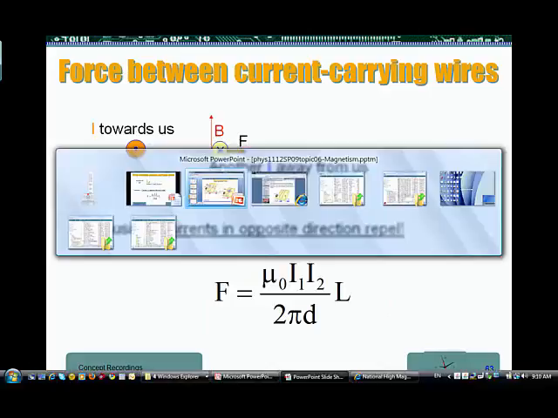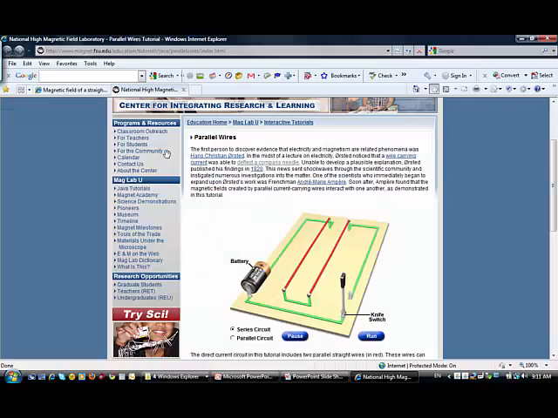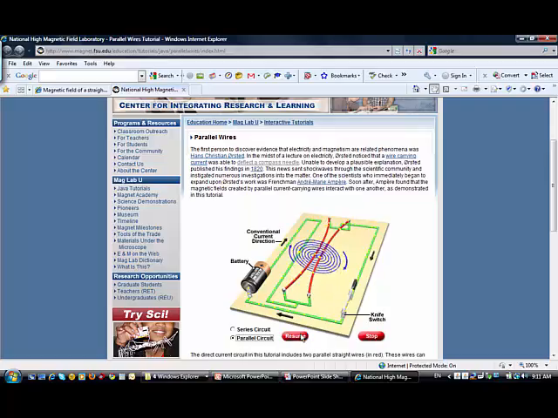Okay, let's look at a simulation of this. In this particular case, let's set up currents in the same direction. Both of these ends are connected to the positive lead, so they are going to carry current in the same direction. When we run it and close the switch, look what happens to the wires. They attract. Now we can pause it.